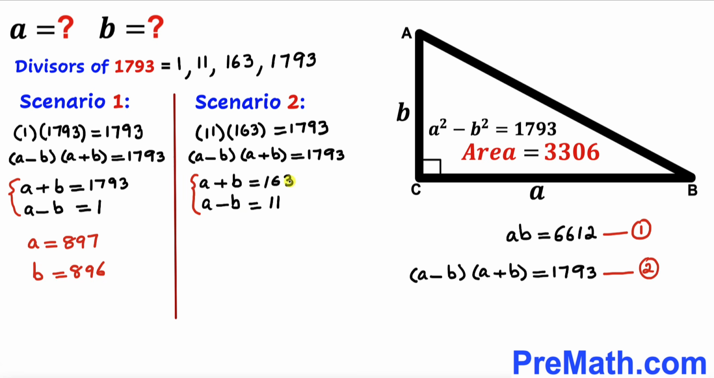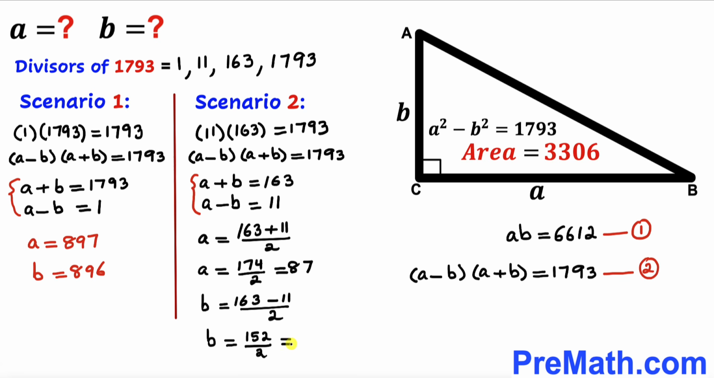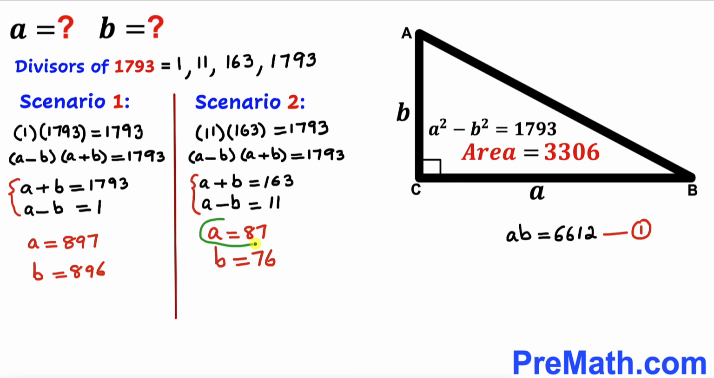Now we focus on scenario 2. Our a value is 163 plus 11 divided by 2, which equals 87. Likewise, our b value is 163 minus 11 all over 2, which equals 76. Thus a is 87 and b is 76 for scenario 2.